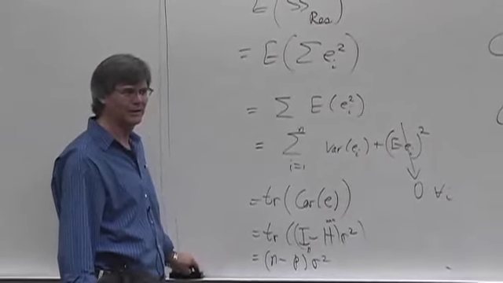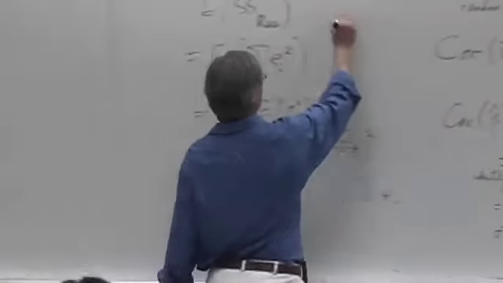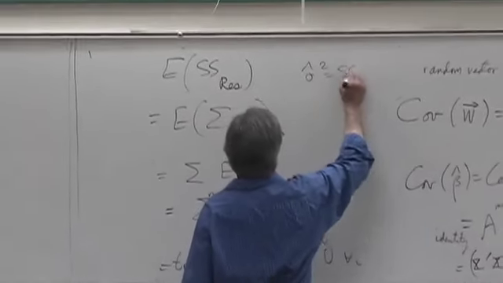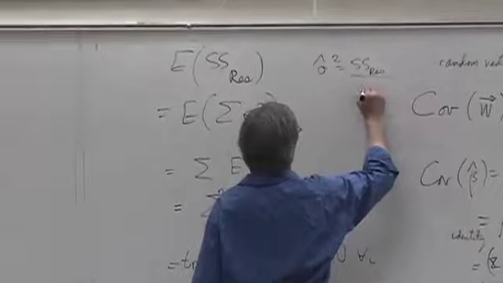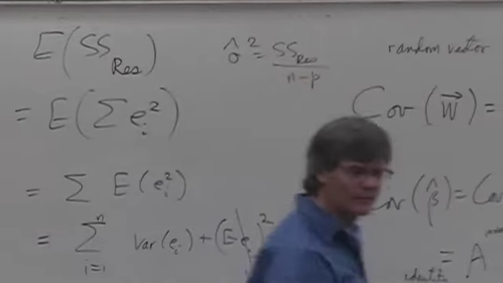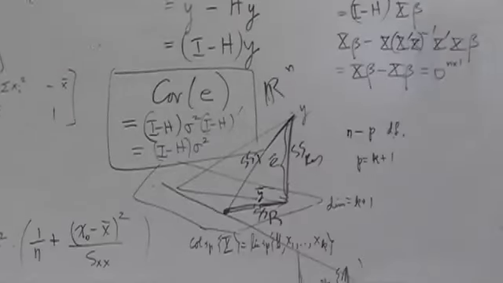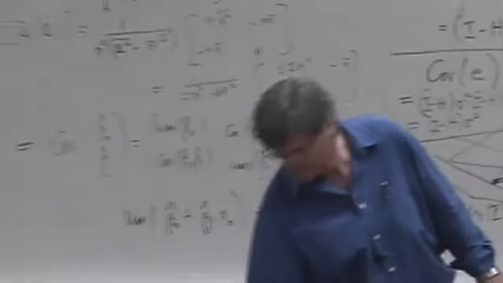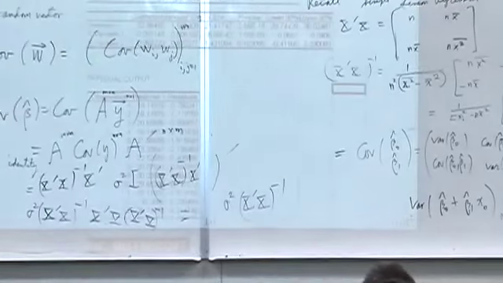So how does this get us our estimator? Well, that means sigma hat squared is SS res divided by n minus p. That's exactly what we have in the picture on Excel.